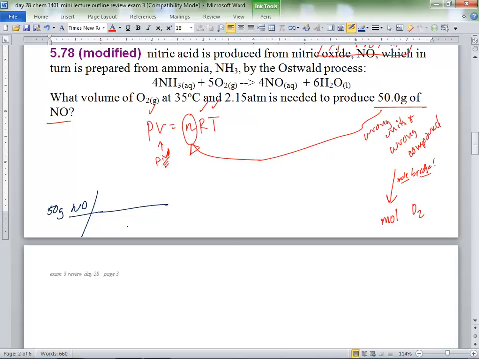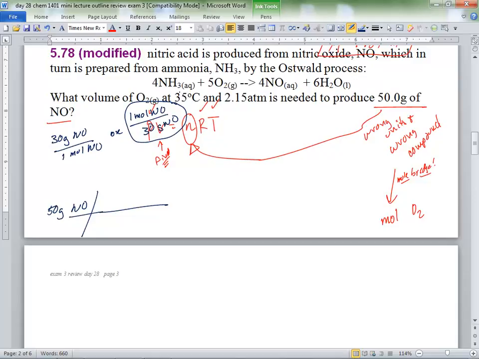And then on top you put 1 mole of NO. Molar mass always looks like this, so 14 and 16 is 30, right? So you could write it as 30 grams of NO for every 1 mole of NO, or you could write it as 1 mole of NO equals 30 grams of NO. And this is the one you want. Yeah, that one. Otherwise the units won't work out.